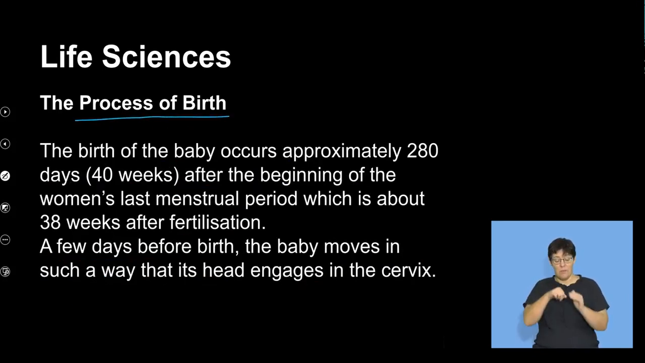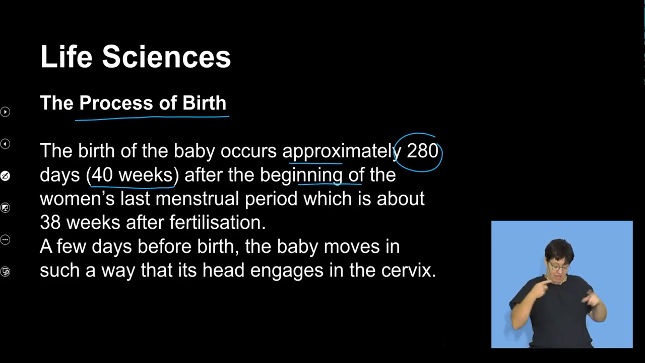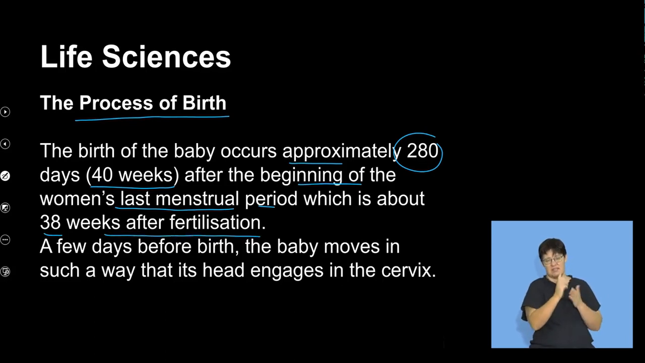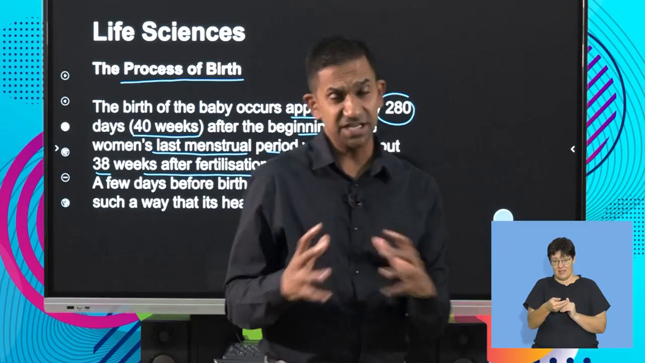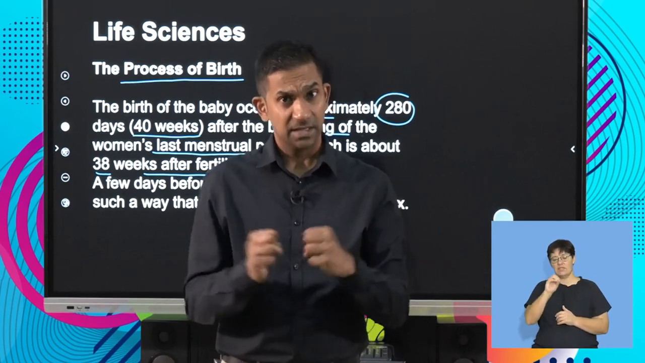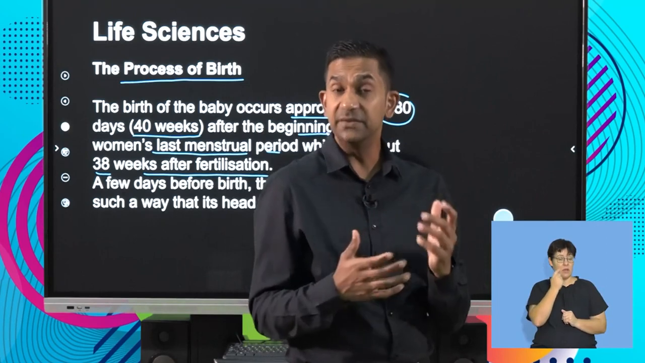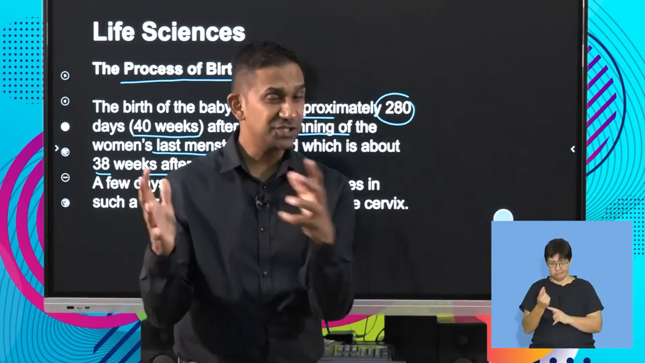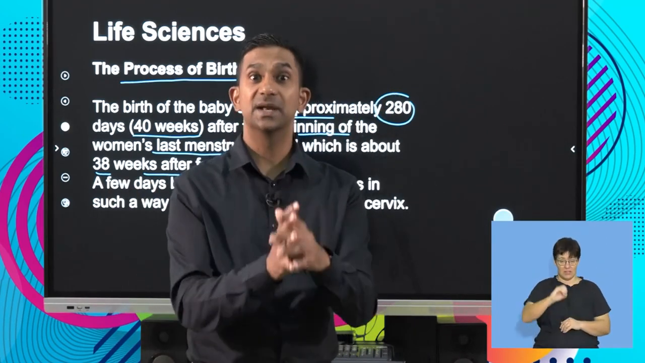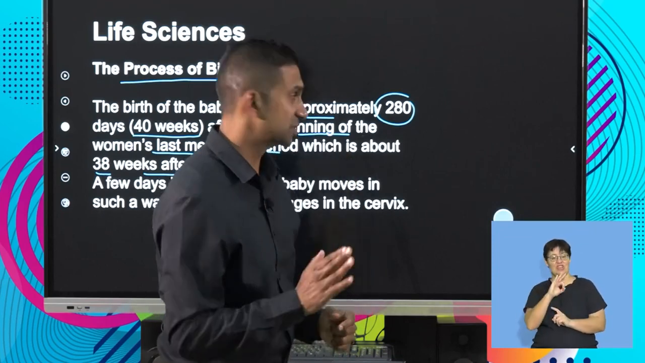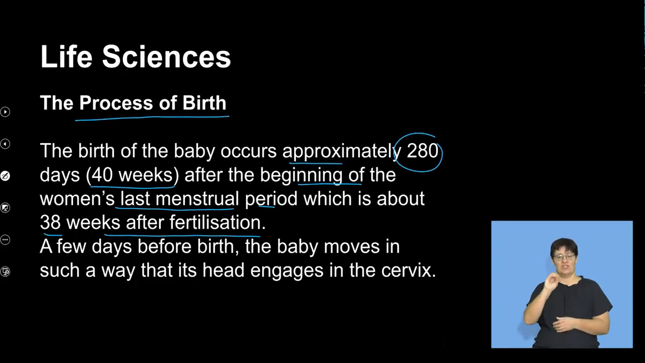The birth of a baby occurs approximately 280 days, which is approximately 40 weeks after the beginning of a woman's last menstrual period, which is about 38 weeks after fertilization. So you'll find that the gestational period is about 40 weeks, but that happens often 2 weeks after the female has had her last period. And if you calculate that, it's 14 days when ovulation took place, plus the other 38 weeks, which gives you a total of 40 weeks for the process of complete development of a fetus.